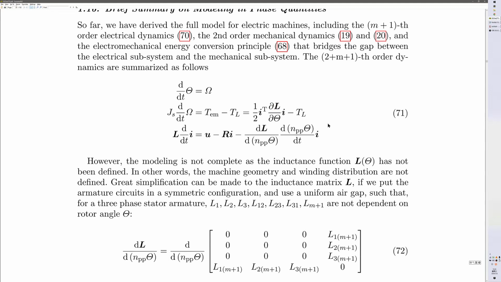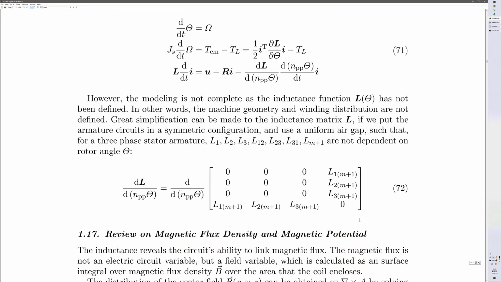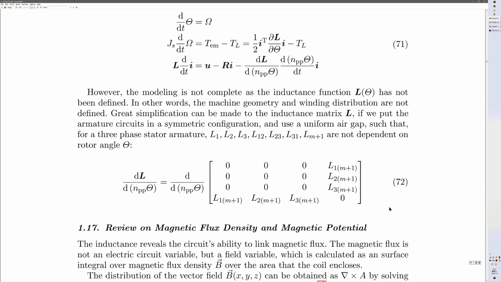In some ideal cases, we would expect some simplification. Equation 72 is an example. When self-inductance is not time varying, it is not changing, so there is no reluctance torque, and this derivative of inductance over theta will become a matrix like this. Just to give you some feel of the matrix of inductance.